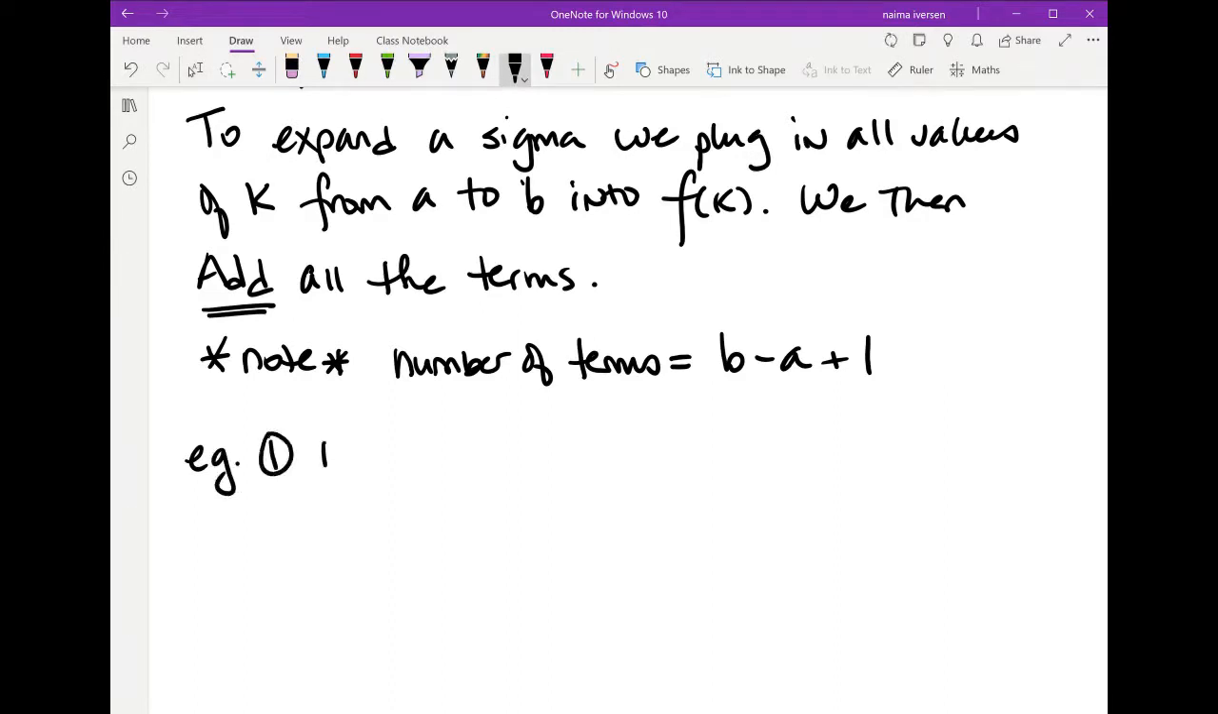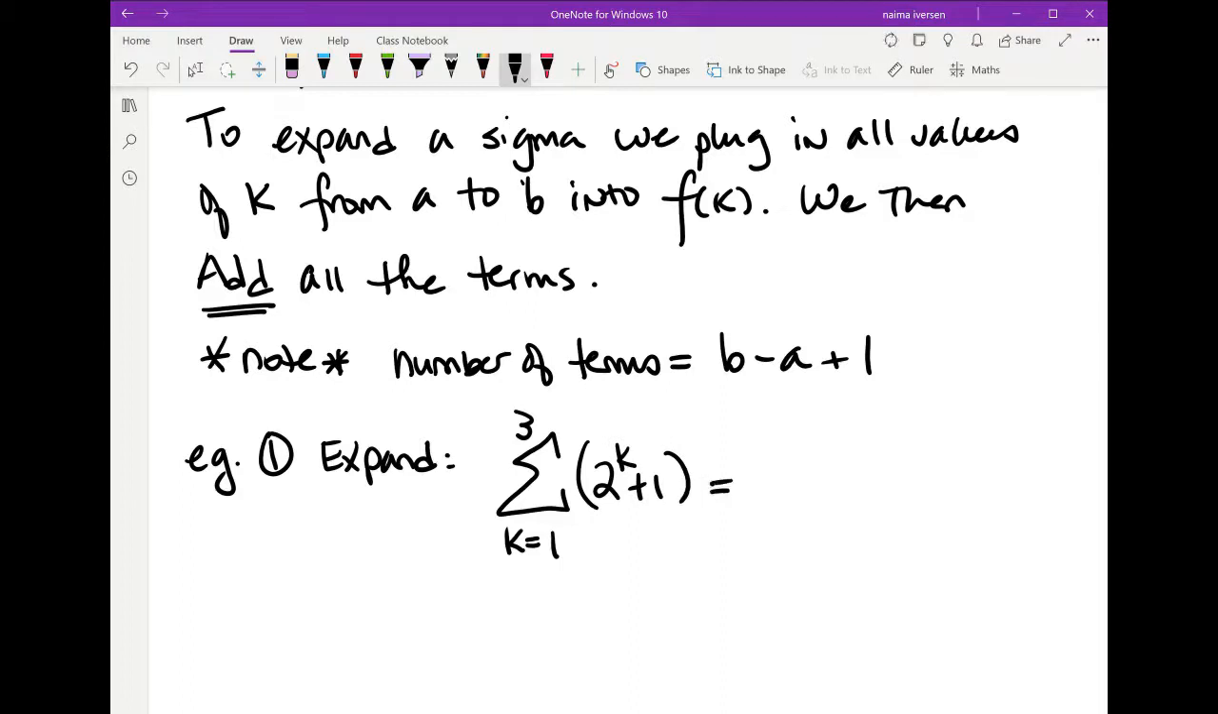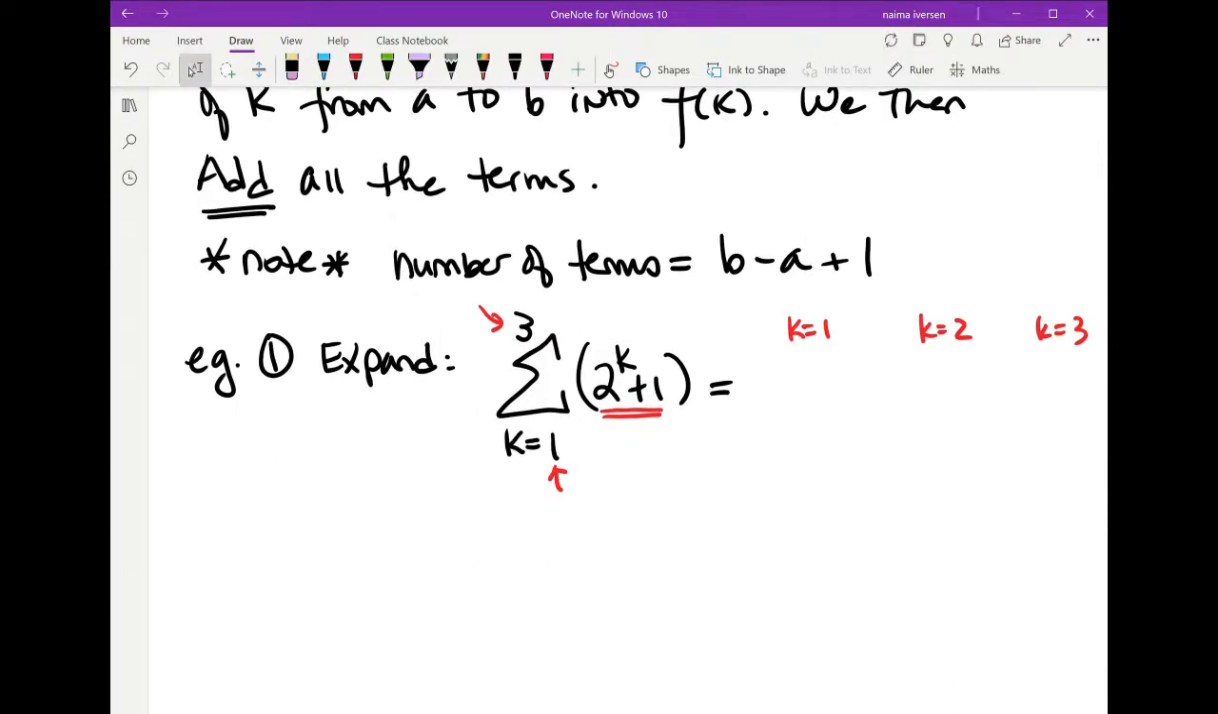Here's your first one. It will say expand or something like this, but do not evaluate. And it's really just making sure that you understand what that sigma means. So let's say I went k equals 1 to 3, and the function that I'm going to be using is 2 to the k plus 1. Essentially, you have to take this function right here, and plug in k equals 1, k equals 2, and k equals 3. We start with the bottom number, we finish with the top number. The bottom number is not always going to be 1, so beware of that.